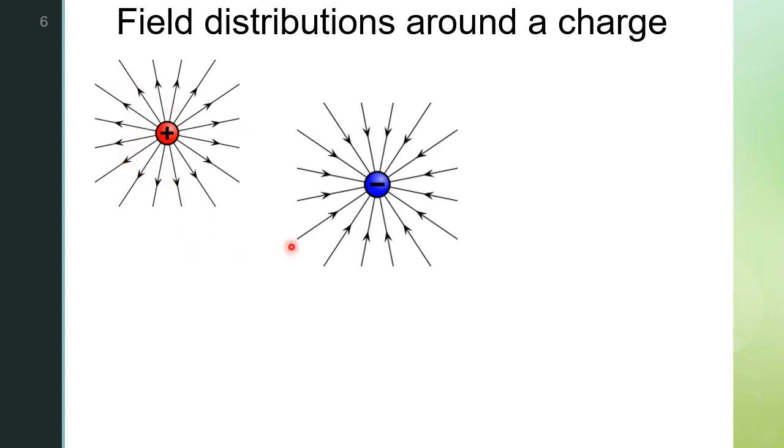Now, if you consider a negative charge and place a 1 coulomb test charge in free space, the test charge is positive and the other is negative.